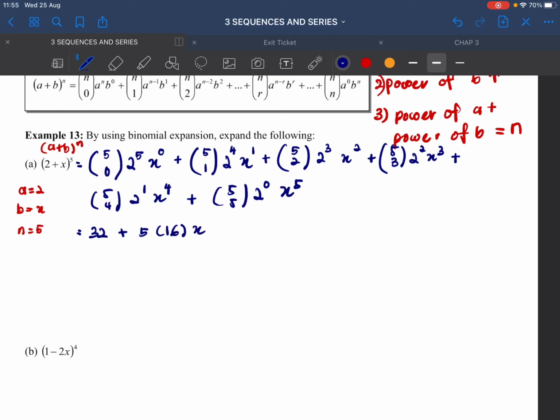And continue, 5C2, you will get 10. 2 to the power of 3, we will get 8, x squared. And then tekan je calculator. Okay, tekan calculator dulu, pause video ni, calculate dulu, and then you check your answer.